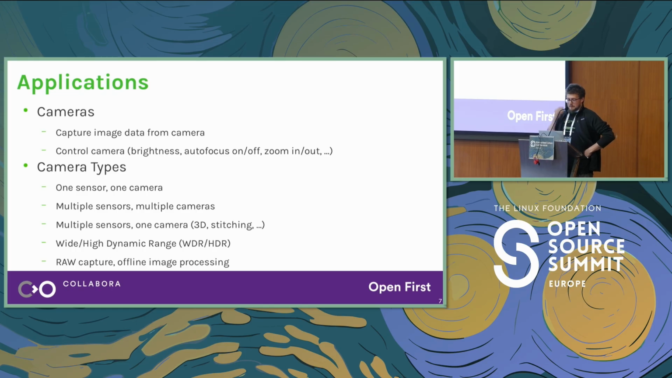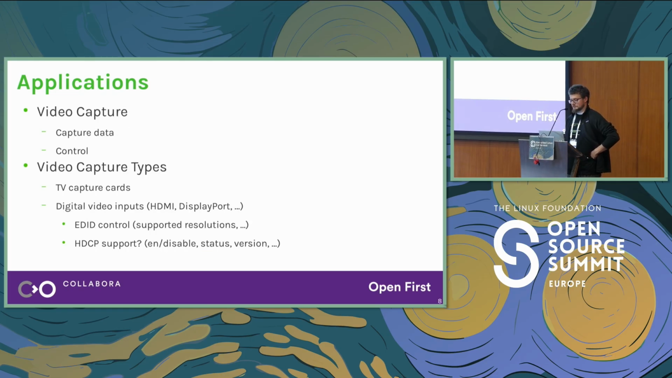And let's not forget about raw capture, so capturing the raw data from the sensor to process this later, and then you would have the ISP as an offline image processor. As far as video capture is concerned, again, it's about capturing data, obviously, and it's about controlling things. Now, the controls are not as extensive as in camera. There are not that many possibilities, but still, it's important.